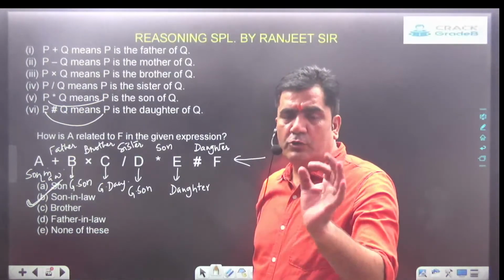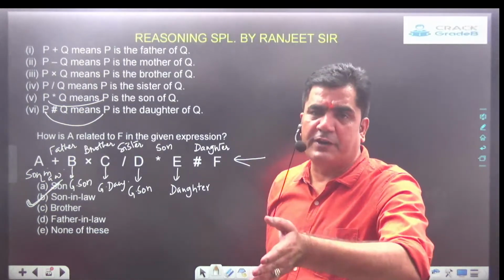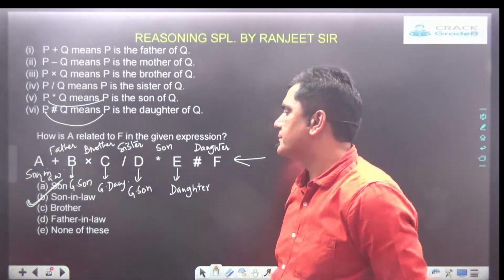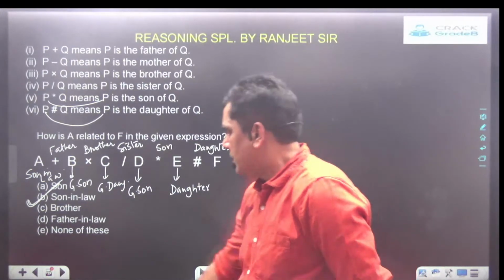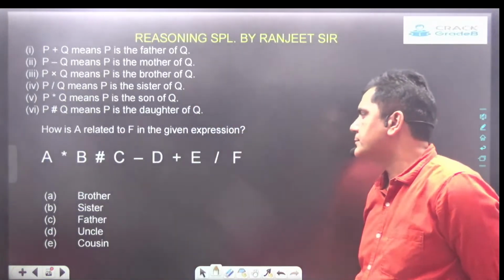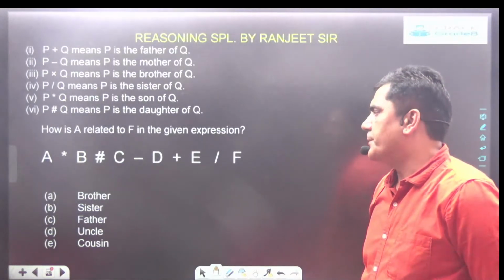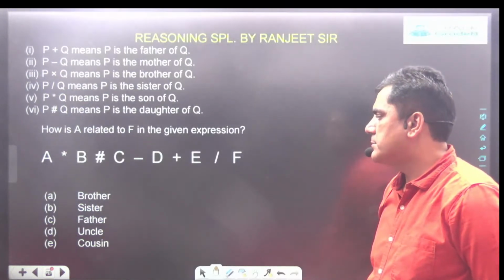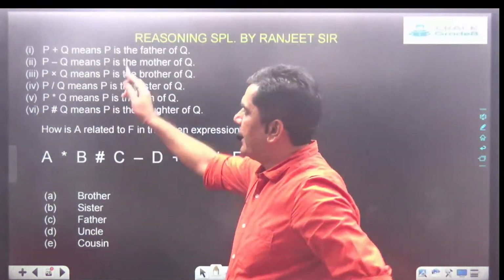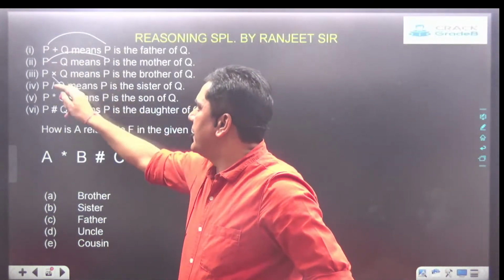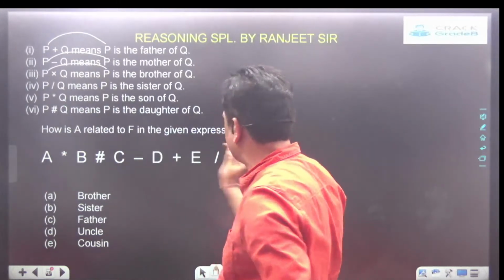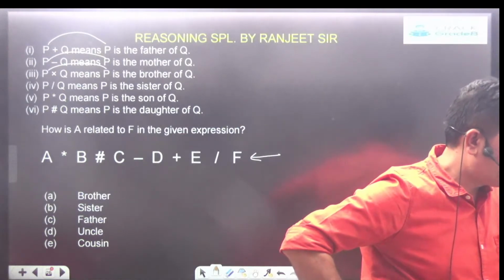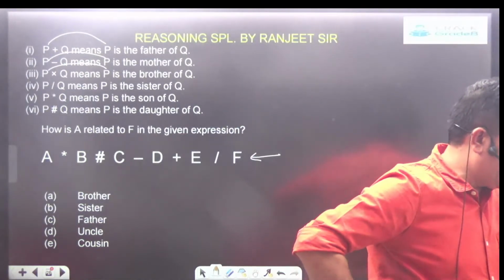So the simple rule says, my dear, whenever the first person comes at the first place, start from the last. If the last person comes at the first place, start from the beginning. Okay, go with the next one. Let's do it. Okay, again, the direction is the same. The first person comes at the first place, so let's start from the last and get the answer. The question remains the same. How is A related to F?